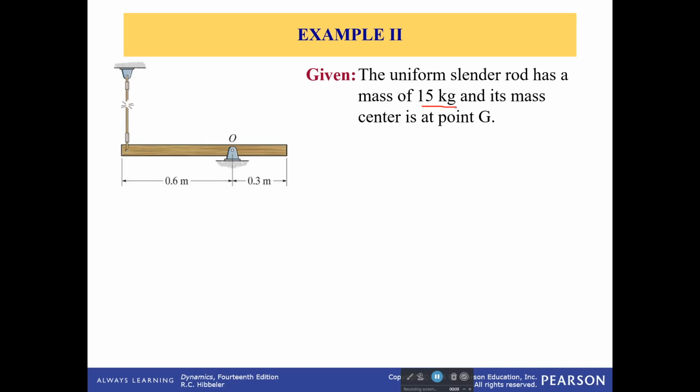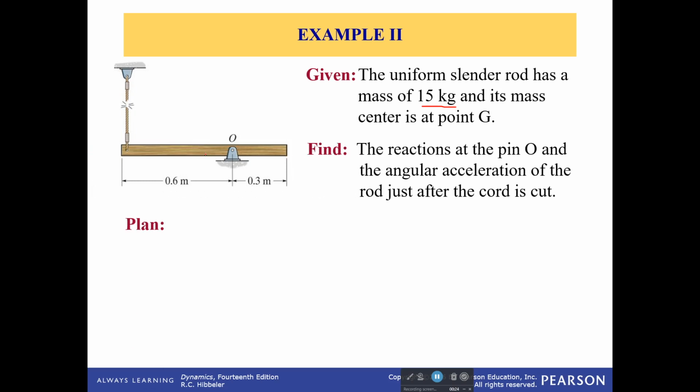This time what we have is a uniform slender rod, and it has a mass of 15 kilograms, and its mass center is at point G. Now, if you look at this, you're like, wait, where's the mass center? I didn't put it on here, so you have to figure out where that would be for this rod. Now, I wouldn't really honestly call this a rod, I'd call it like a plank, but it is what it is.